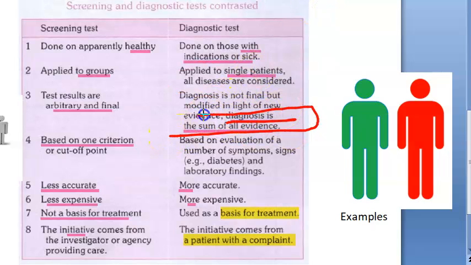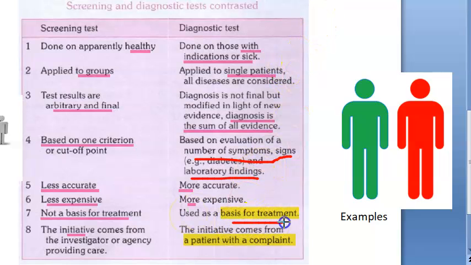Diagnosis is the sum of all evidence. So diagnosis is not just a lab report. They should have clinical features or they should have a perfect lab report. It is together with a lot of things that a diagnosis is come to, right? So here the number of symptoms, signs and the laboratory findings together they want to put it and come up with a diagnosis. So this becomes a basis for treatment, okay? This is more accurate. Main thing you have to focus here is more accurate.